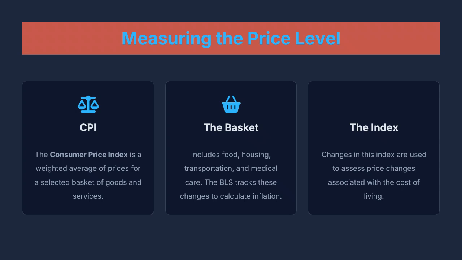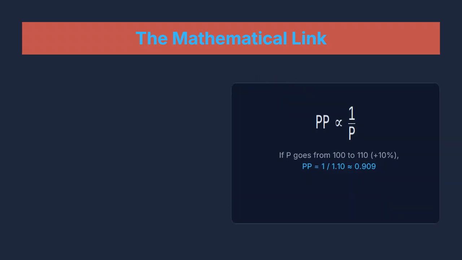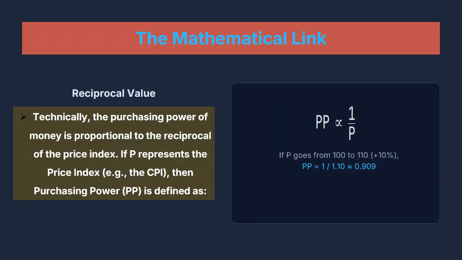The mathematical link. Let's look at the math behind the erosion. Purchasing power is proportional to the reciprocal of the price index. As shown in the formula here, if $P represents the price index, purchasing power is 1 over $P. Practically speaking, if the price index moves from 100 to 110, a 10% increase, your currency's value drops to roughly 0.909. You have mathematically lost nearly 10% of your real wealth.